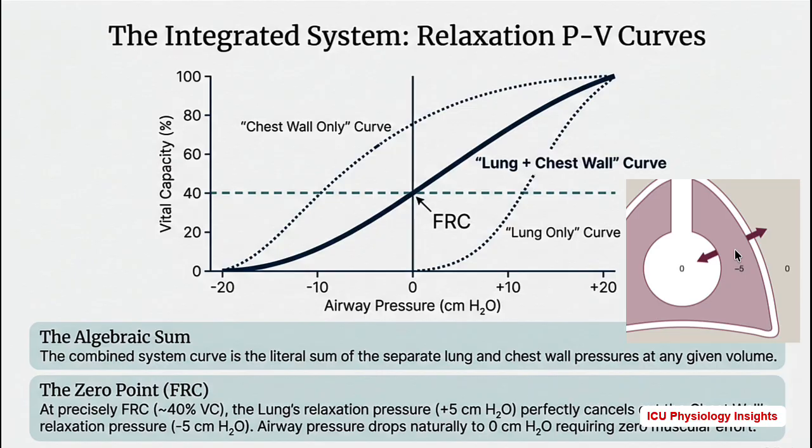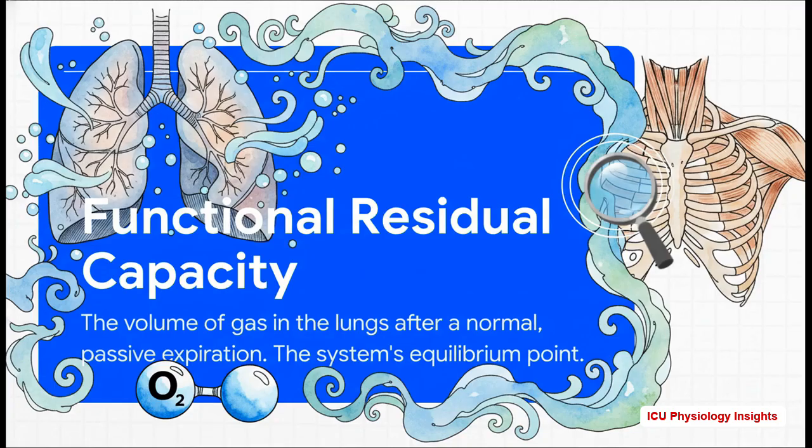This is the volume the system naturally returns to after a passive exhalation. So, FRC is the starting point for every single tidal breath. But more importantly, it functions as the oxygen reservoir that buffers the blood against the cyclical nature of breathing. This is what allows for continuous gas exchange at the alveolar capillary membrane, even during expiration.